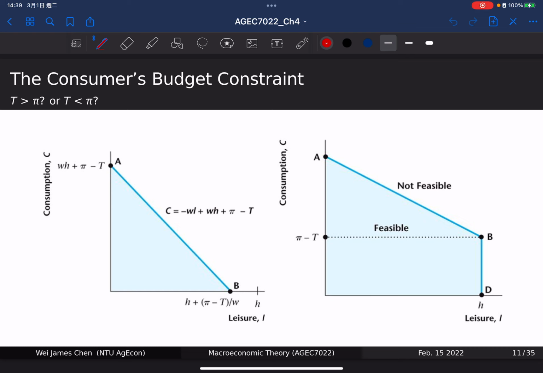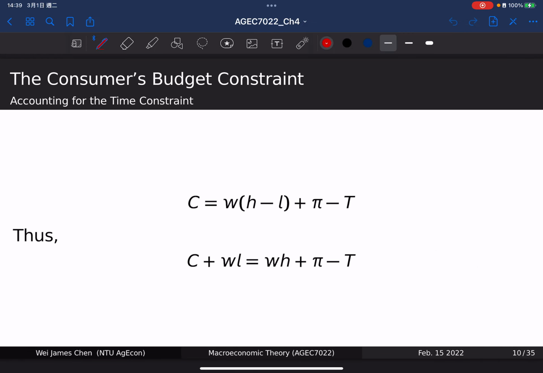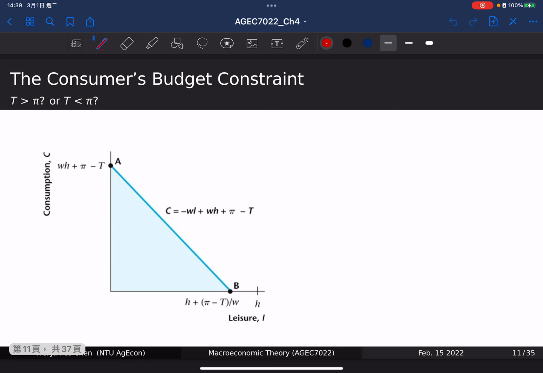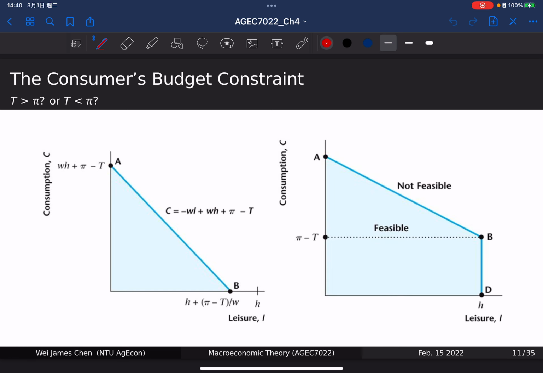Because it is not possible, here we cross it out. We basically strike a line here and say that your maximum time of leisure is going to be H. That's by the law of physics. That's how many hours you have. So we cut a line here at H. And then this point is going to be what? Your leisure is going to equal H, right? So go back here. If your leisure is H, then WH and WH cancel out. Your consumption is going to be equal to pi minus T. So that's why this is pi minus T.